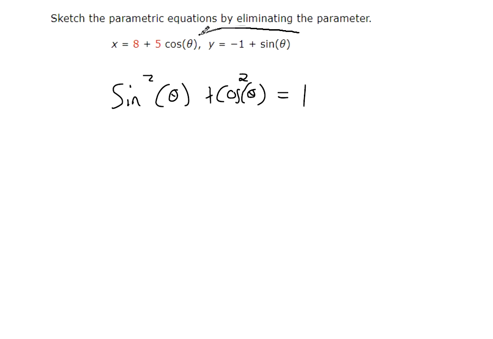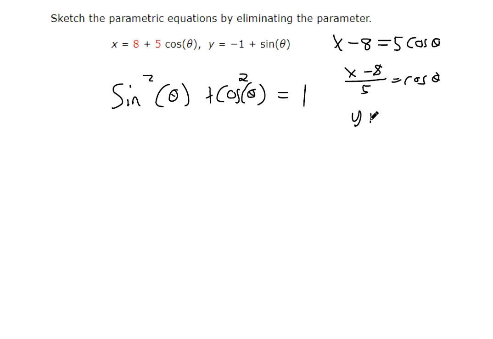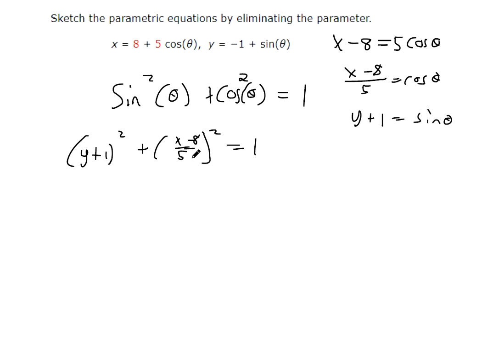So if we could just get cosine by itself and just get sine by itself, then we might be able to make a substitution and make just one equation instead of two, and therefore we'd eliminate the parameter theta. I'm getting closer to getting cosine by itself, so now I've got x minus 8 over 5 equals cosine theta, and then getting sine theta by itself over here is pretty easy. So if we make that substitution, then this is y plus 1 squared plus x minus 8 over 5 squared equals 1.